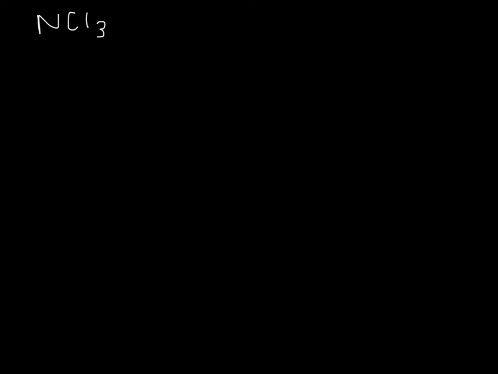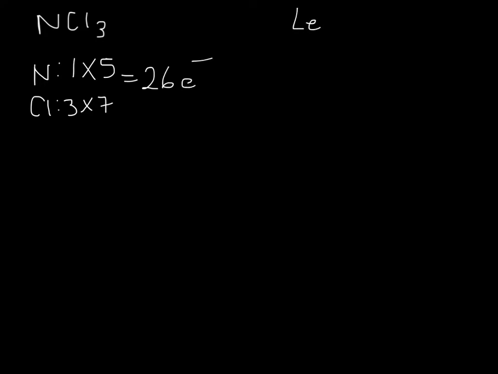Okay, so we're going to draw the VSEPR diagram for this molecule. First, we need to know the valence electrons. We have 26. So we're going to draw the Lewis structure.